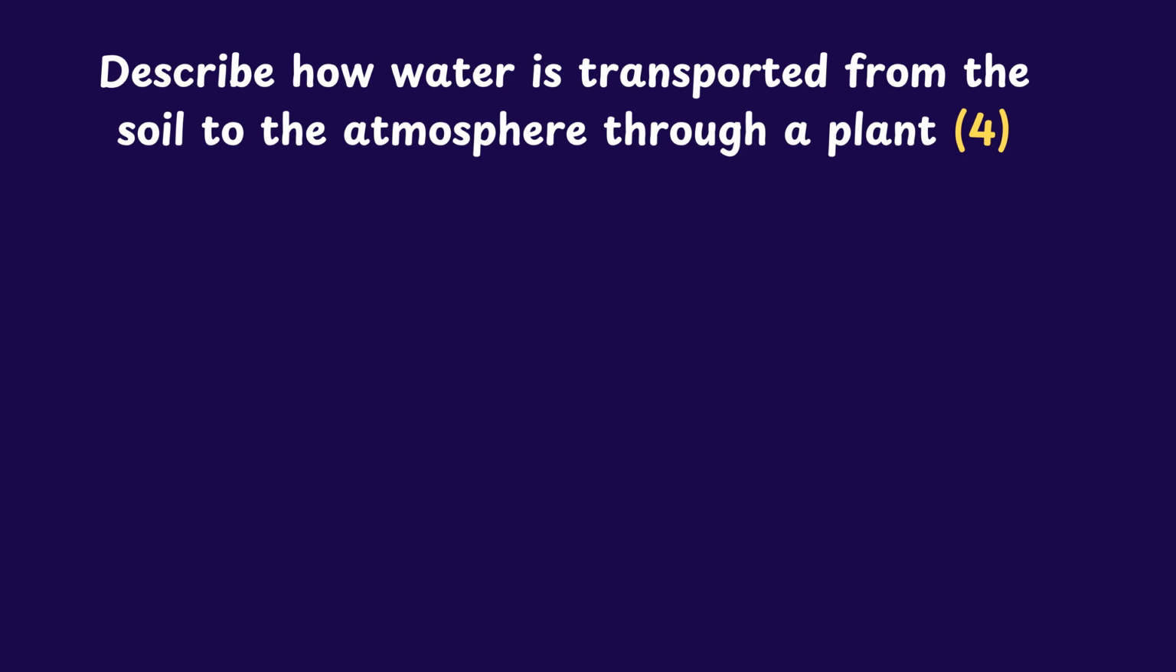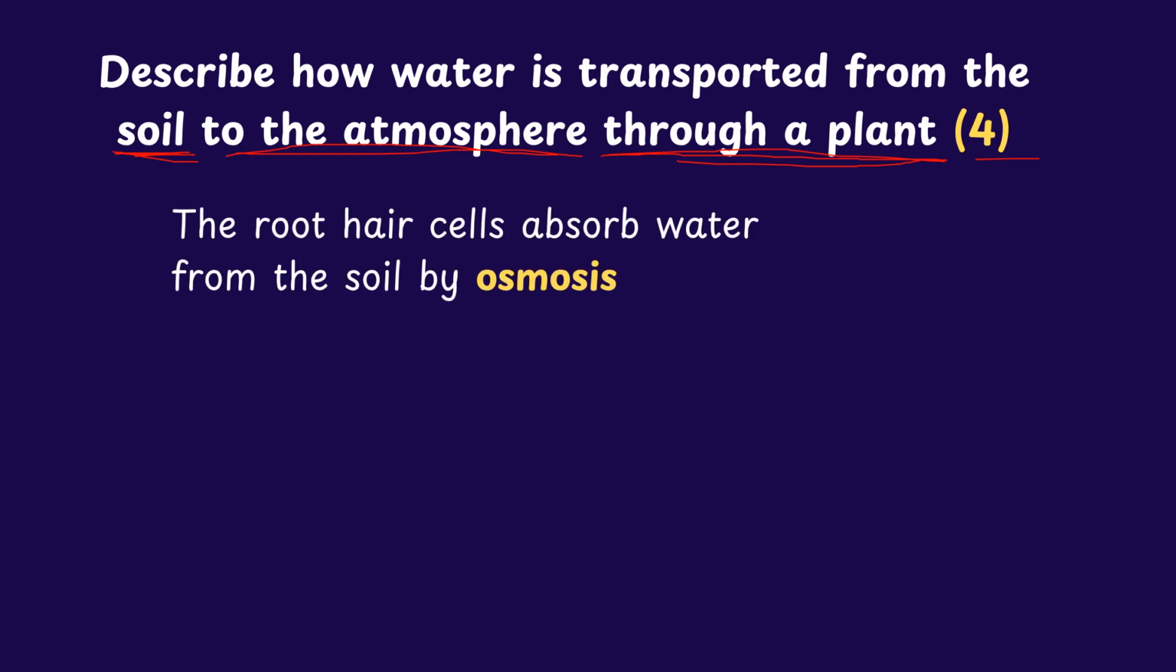All right. Next question. Describe how water is transported from the soil to the atmosphere through a plant for 4 marks. So students, in your response, you must mention the water moving from the soil. You must mention something about the water moving through the plant and getting to the atmosphere. All right, so let us look at the response. So point number 1 is that the root hair cells absorb water from the soil by osmosis. So we can say that this part has been answered. Students, ensure that you mention this word osmosis.